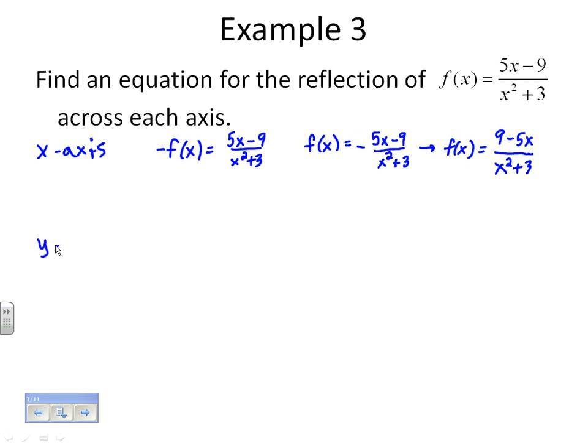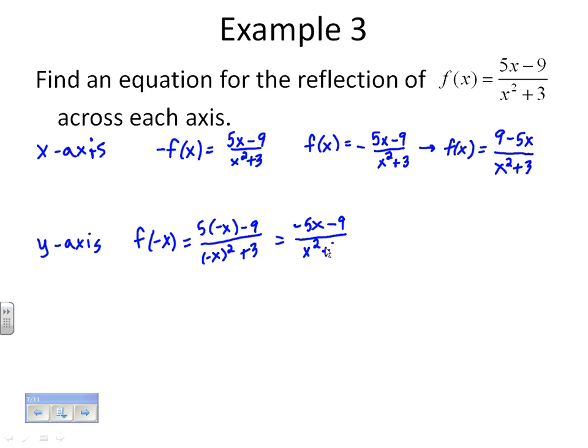If I reflect it across the y-axis, that means I'm changing x to be negative. Okay, so if I'm making x negative, I'm actually quite literally plugging in a negative x. So 5 times negative x minus 9 over negative x squared plus 3. And then I want to simplify this based on what I know about negatives. 5 times negative x makes that negative 5x. Doesn't change the 9. And then on the bottom, a negative x squared is going to become a positive x squared plus 3. Okay, so this is my answer on this one.